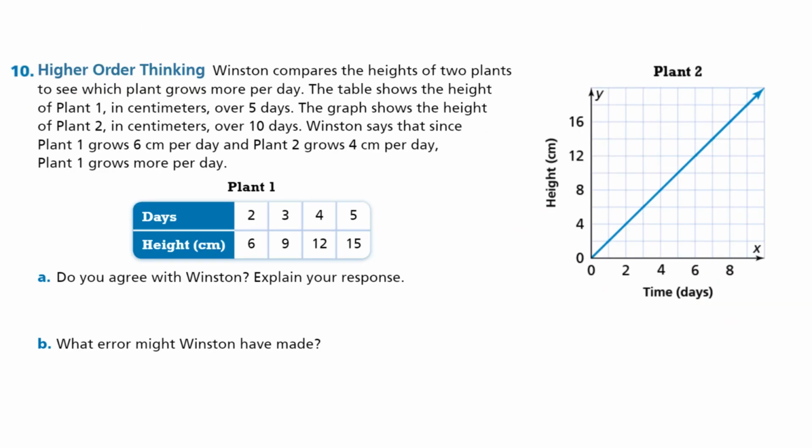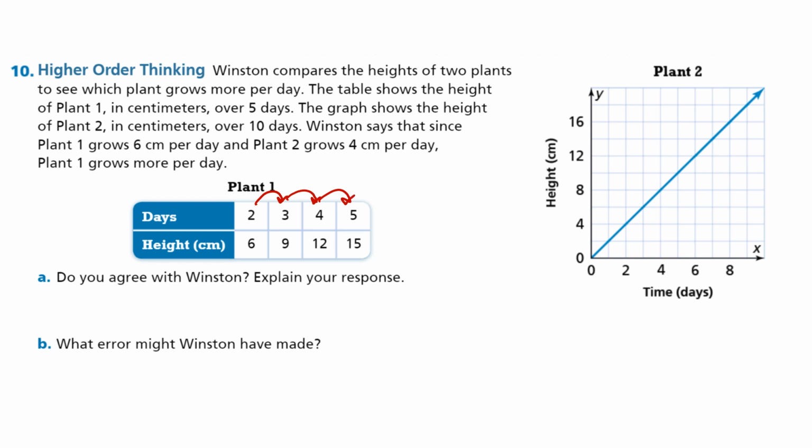Compare the heights of 2 plants to see which plant grows more per day. The table shows the height of plant 1 in centimeters over 5 days. The graph shows the height of plant 2 in centimeters over 10 days. Winston says that since plant 1 grows 6 centimeters per day and plant 2 grows 4 centimeters per day, plant 1 grows more. Do we agree with Winston? Explain. So for plant 1, we find our pattern.